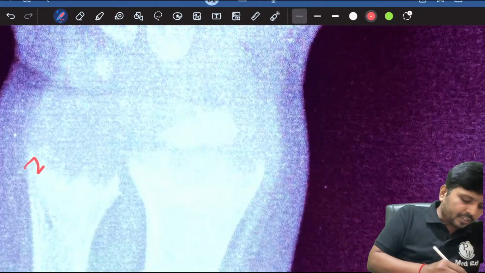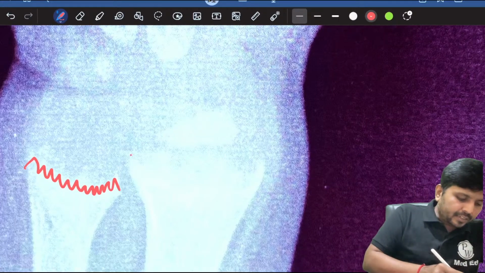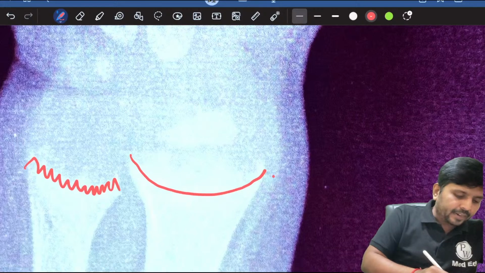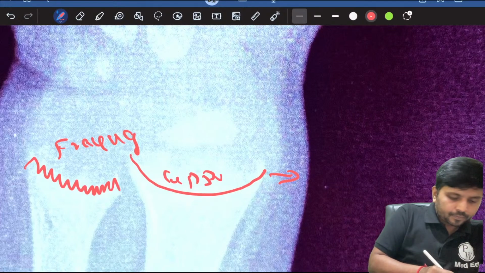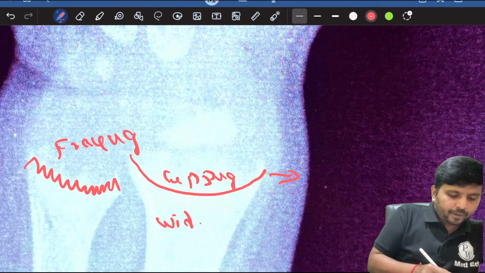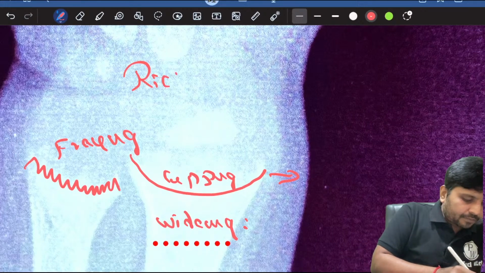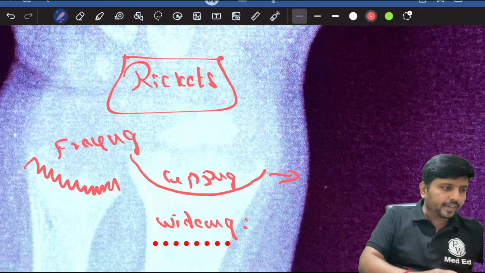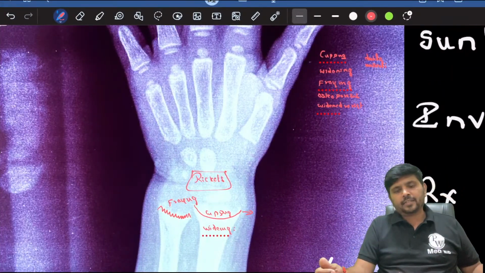So look at this. This roughened border is called fraying, and this is enlarged and cup shaped, and it is widened. So widening, cupping, fraying. This combination in developing bone is nothing but rickets. Now, what are all the questions that can be asked in rickets?